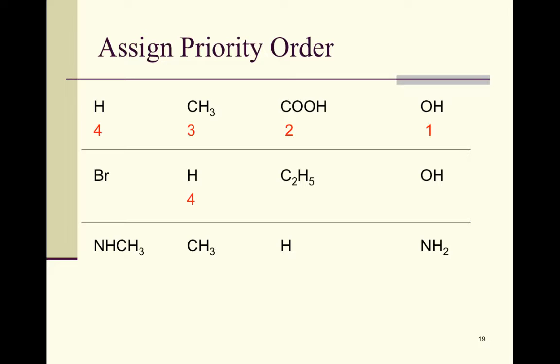Hydrogen is the smallest atomic number. It's the bottom rank. Bromine is the highest. Next, oxygen, and then carbon. There are no ties in this case. This one was a little more straightforward.